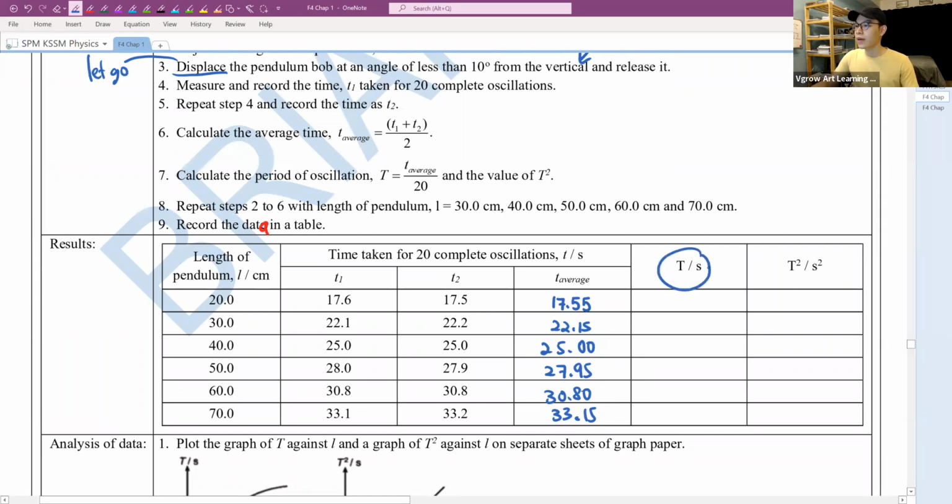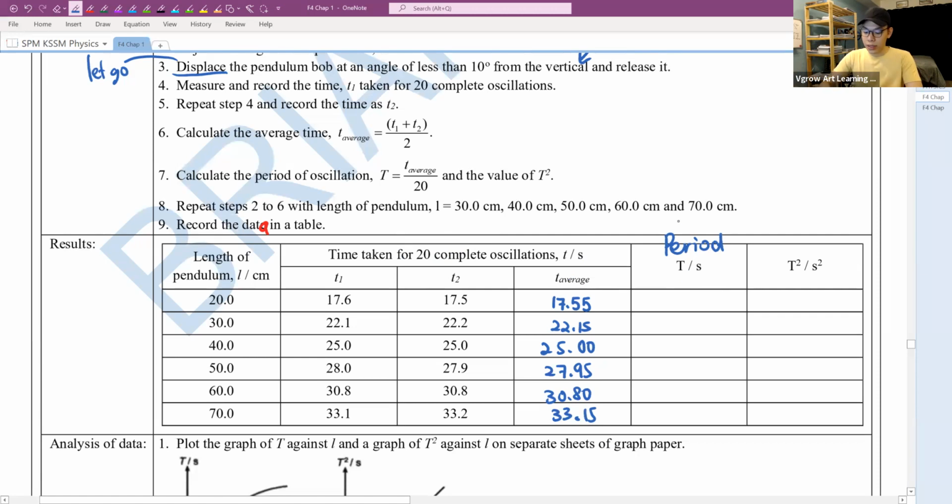Then to find out the T value, we just have to divide all of this by 20, because small t represents 20 complete oscillations. Big T is the period. Must remember, period always means just one, the time taken for one. So it's still in seconds, if you see the units.